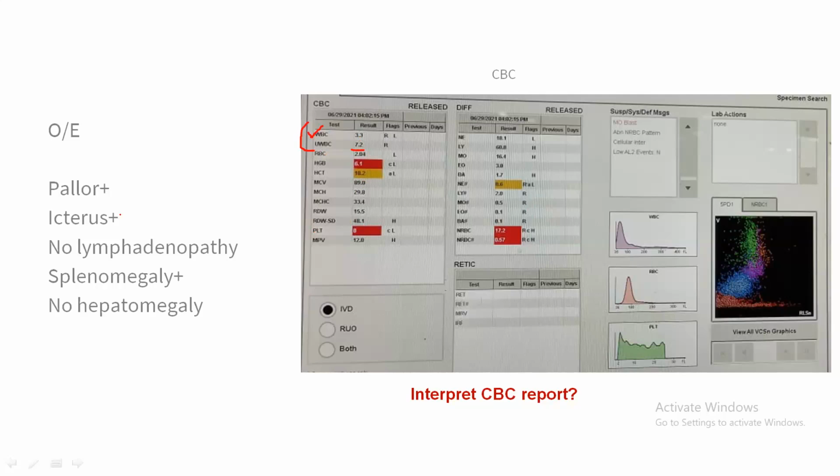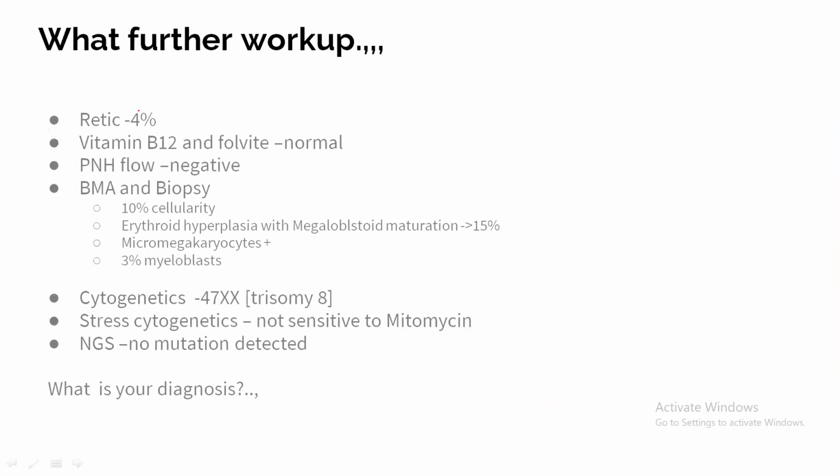This child had pallor and icterus, no lymphadenopathy. She had splenomegaly and no hepatomegaly with pancytopenia. So this child has pancytopenia, but there is a discrepancy between the WBC and UWBC, so you must ask for peripheral smear examination to have a corrected WBC count. In the routine workup we did, her retic count was 4%, B12 and folate were normal, and the PNH workup was negative. Because of pancytopenia, we did PNH flow cytometry.